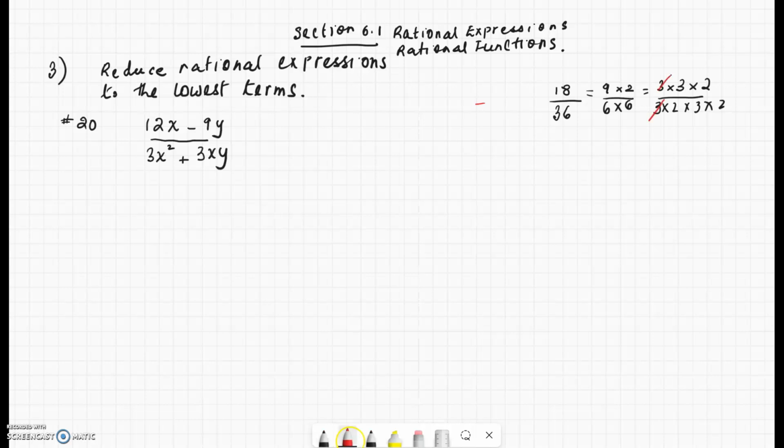Let's see what cancels. A 3 with a 3, another 3, a 2, and what we are left with is 1 in the numerator, because 3 over 3 is a 1, 3 over 3 is a 1, 2 over 2 is a 1, and 2 in the denominator. So this is how we reduce the given rational number to the lowest terms. Factor the expression. That is our first step. Factor the numerator and denominator. And then the next step is cancel common factors.